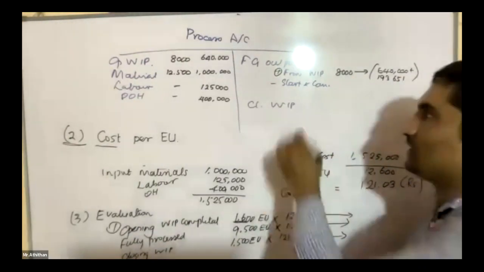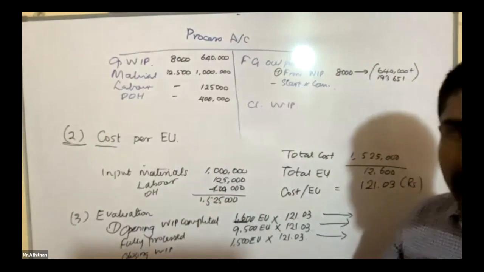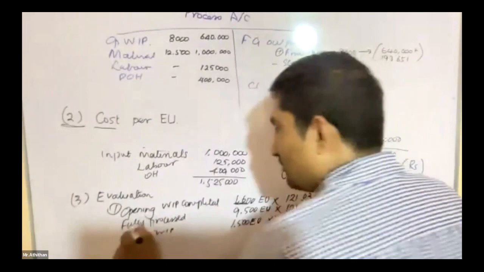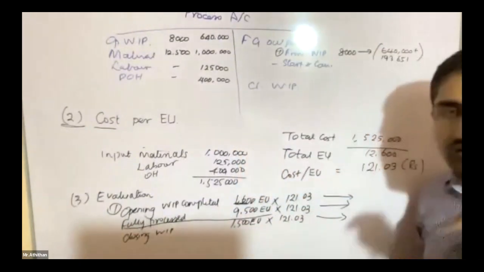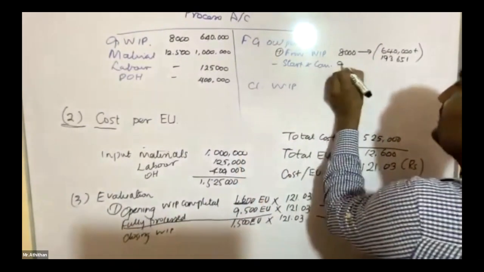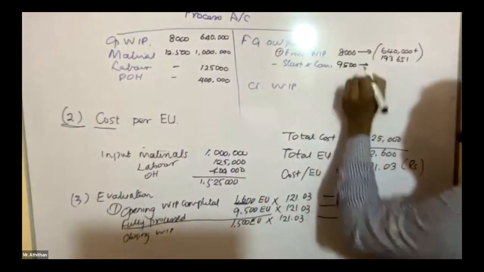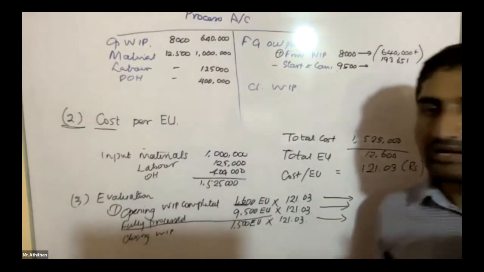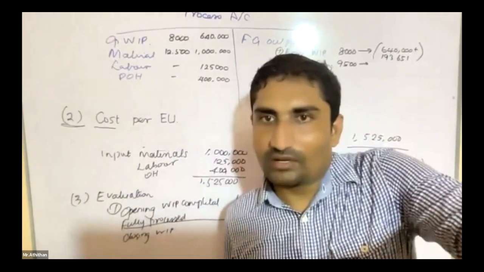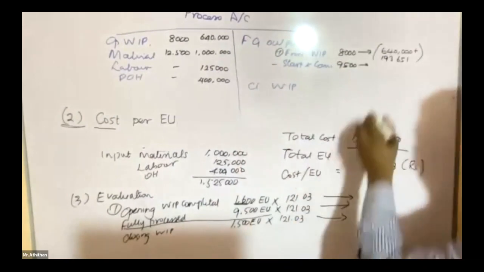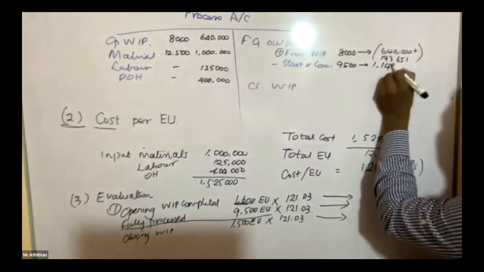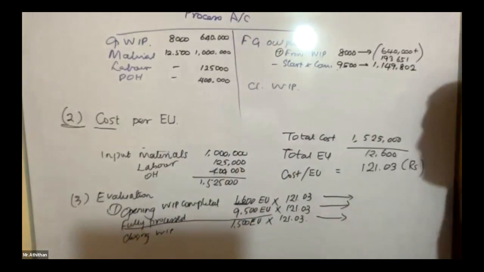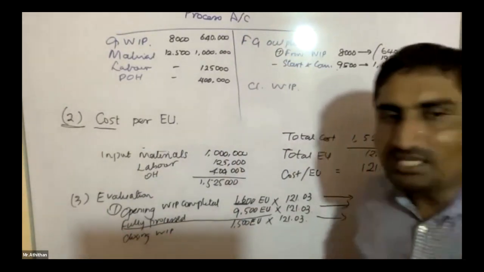Okay, right. Start and completed. Second part, fully processed, 9,500 units into 121.03. That gives 1,149,802.